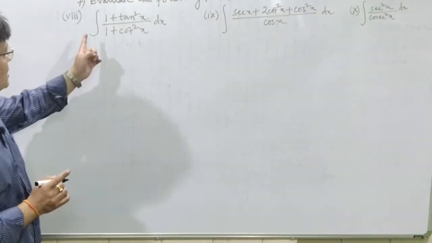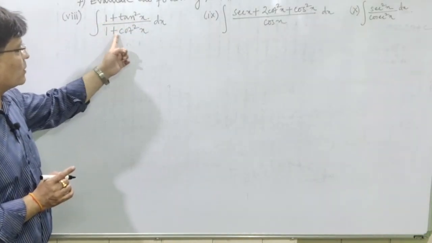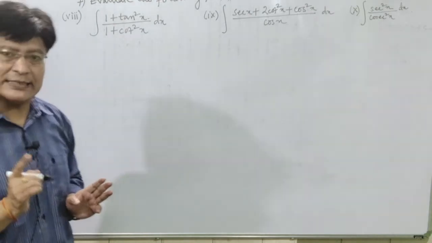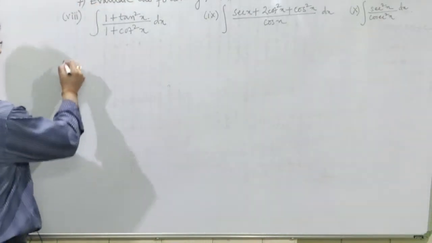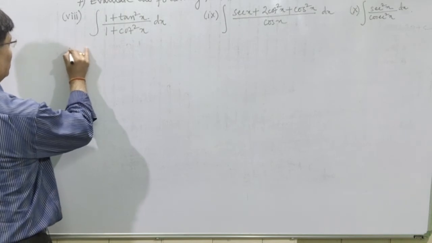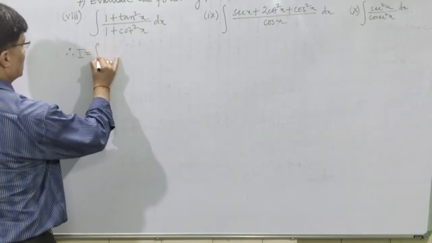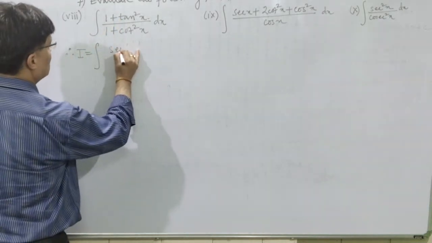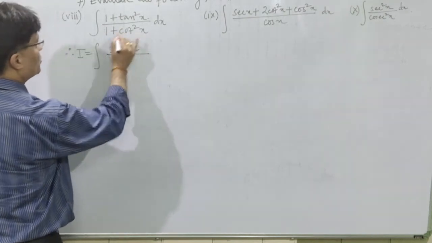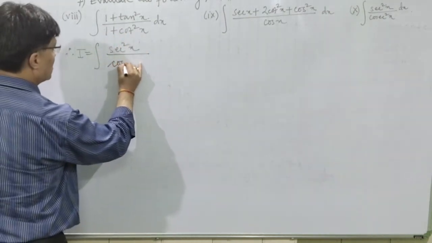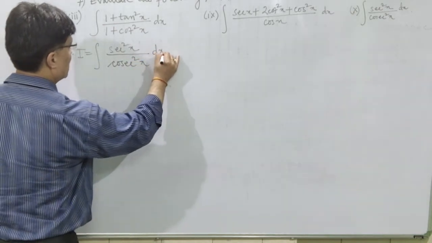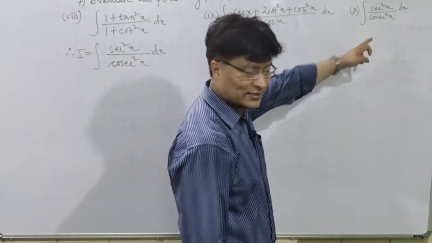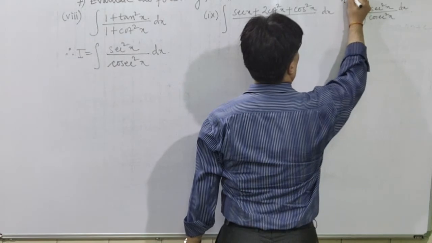So question number 8 is integration of 1 plus tan square x divided by 1 plus cot square x dx. So in this case also you cannot integrate it directly. So you have to use the formula. Okay. So therefore I is equal to integration of, what is 1 plus tan square x? You know the formula. It is sec square x divided by, what is 1 plus cot square x? This is your cosec square x dx. So you will get this expression. Okay. And this problem is same as question number 10, isn't it? So question number 10 will be your homework.